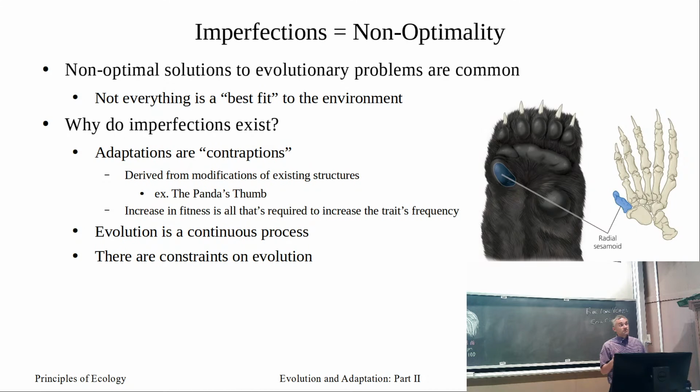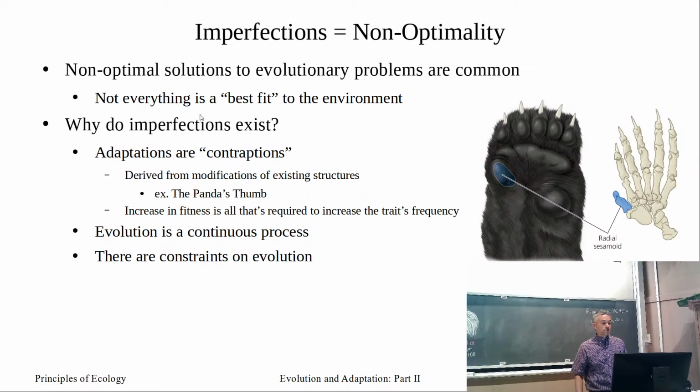And the question is, why not? Why wouldn't it be the best adaptation? In some cases, our version of best is wrong. What we assume to be the best adaptation might not actually be. But in other cases, these three situations explain why we might not have that best adaptation. So we left off with the contraptions.